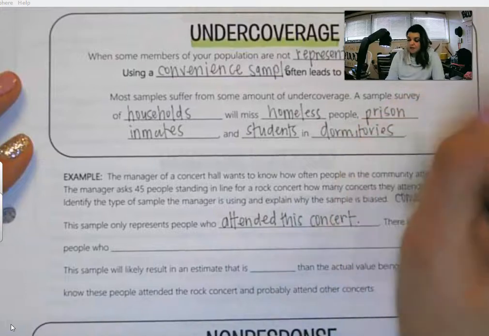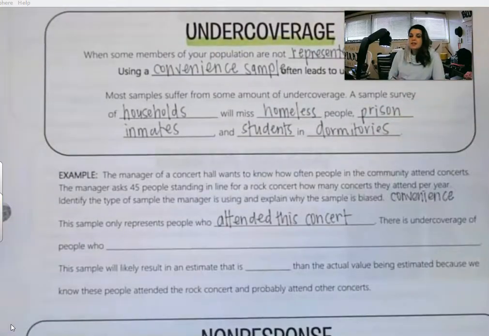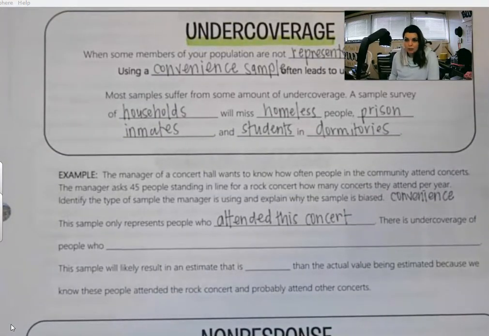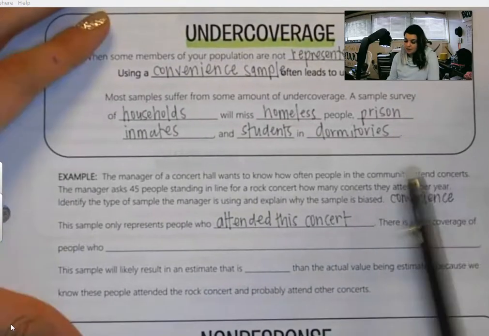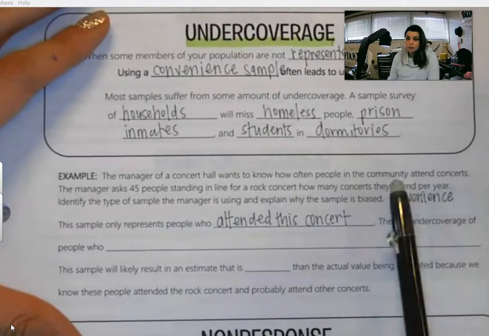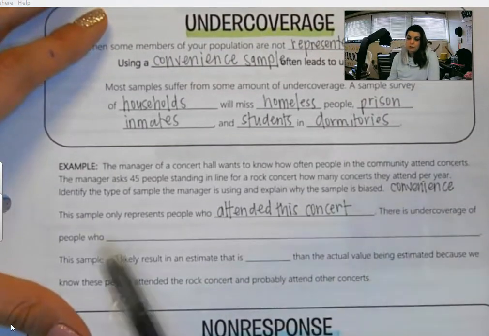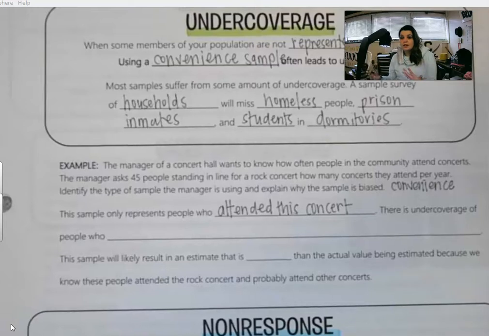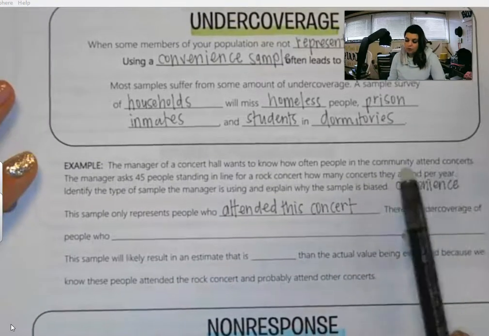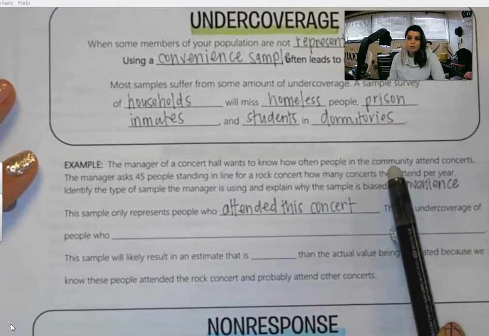It doesn't represent all people who attend concerts. It doesn't even represent all people who attend rock concerts. This sample only represents the people that went to this specific concert. So right there, this is a horrible, horrible sample to take if you're trying to estimate how often people in the community attend concerts. There is undercoverage of people who, and we want to try to think of who would be missing from this sample that are in the community we want information from.